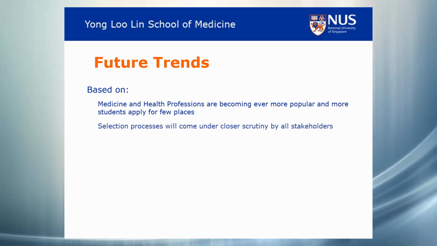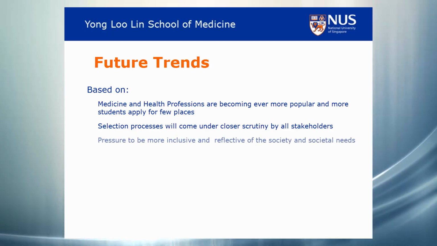With that, the selection processes are coming under very close scrutiny by all stakeholders, not only from the faculty, the students and the profession, but also from society, from the parents, from the politicians, from the decision makers, from the grassroots leaders. Everyone is looking very closely at how we select our medical students, our nursing students, and our allied health students. There is also pressure to be more inclusive and to reflect society and societal needs.